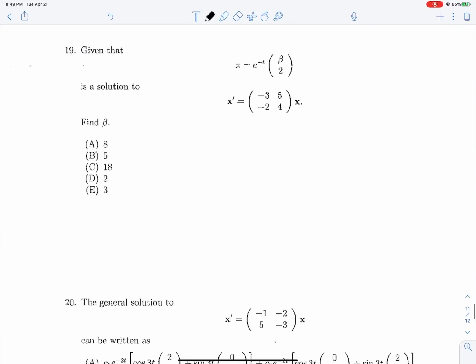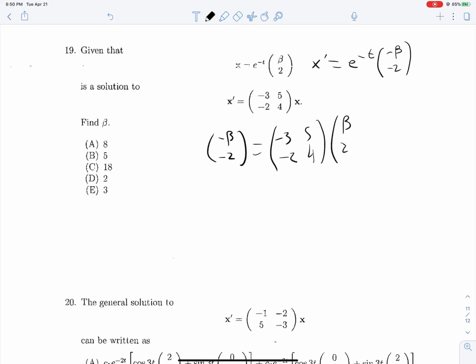19, given that x is equal to e to the negative t times (beta, 2) is a solution to this, find beta. Let's just plug this thing in. Let's plug its first derivative into our left side. We have an e to the negative t in every single term. So x prime is e to the negative t times (negative beta, negative 2). So I'm just going to plug in (negative beta, negative 2) for x prime, and then (beta, 2) for x. (Negative beta, negative 2) is equal to [[-3, 2], [-5, 4]] times (beta, 2).